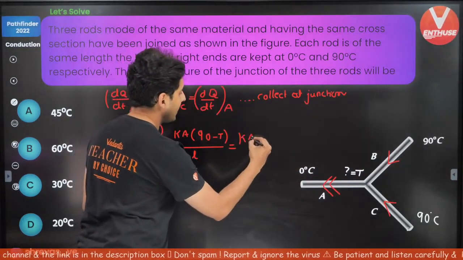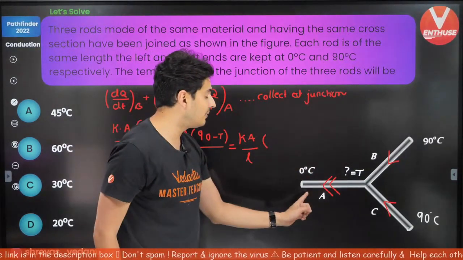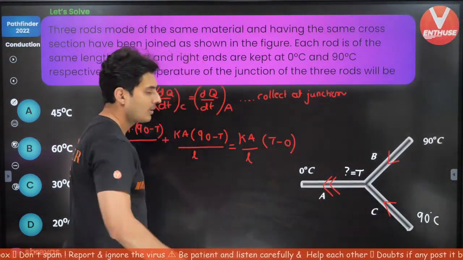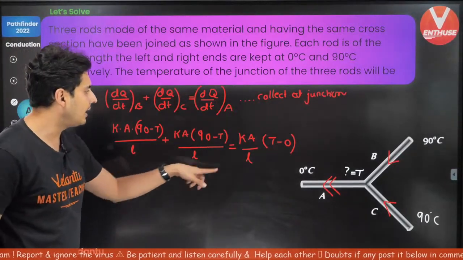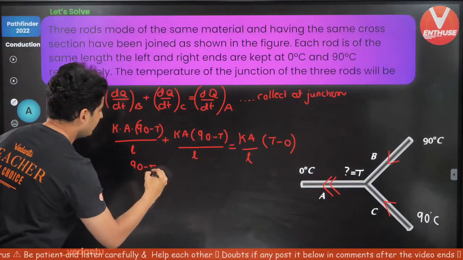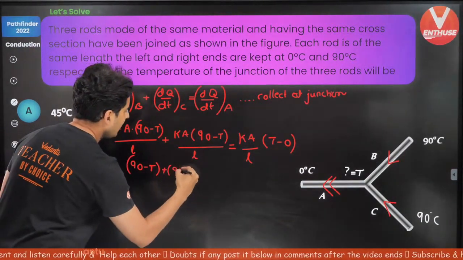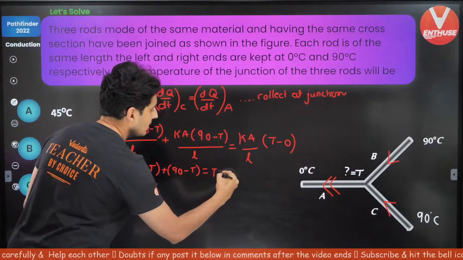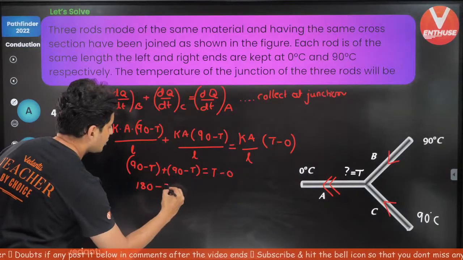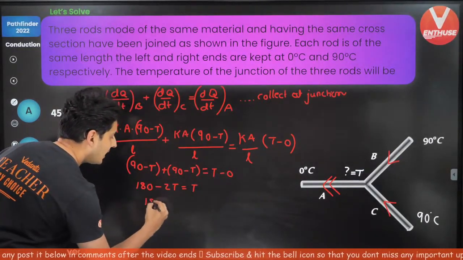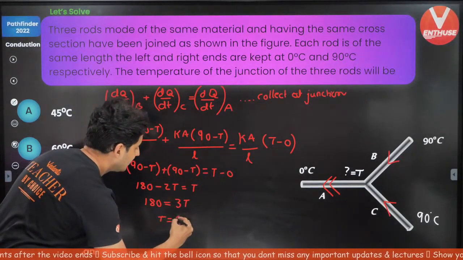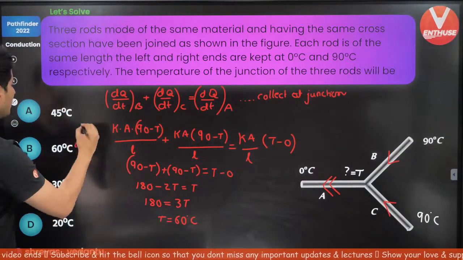So K, A, L is same. Temperature difference, this is high, this is low. Big minus small, so T minus 0. Fair enough? K and L go off. So I just have 90 minus T plus 90 minus T is equal to T minus 0. So I will get 180 minus 2T is equal to T. Take this 2T on that side, it will become 3T. So T will become 60 degrees centigrade, which is option D.